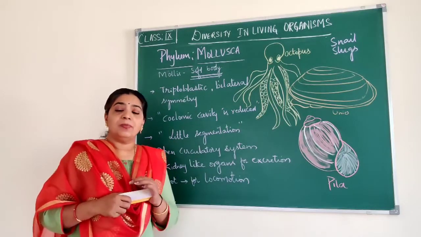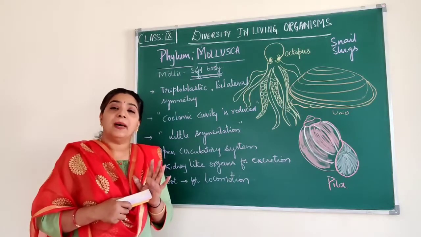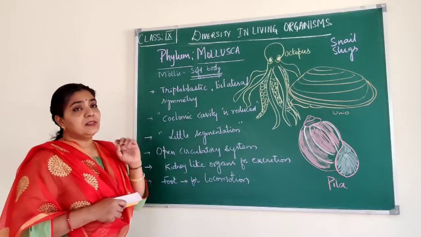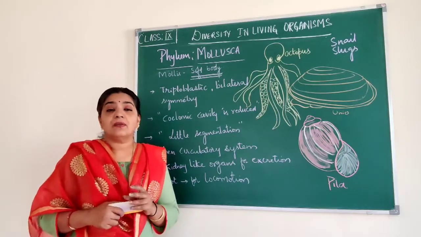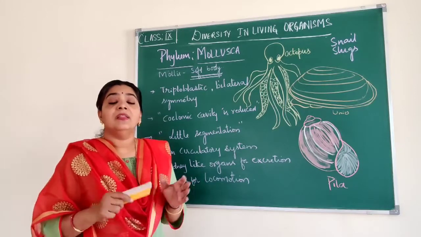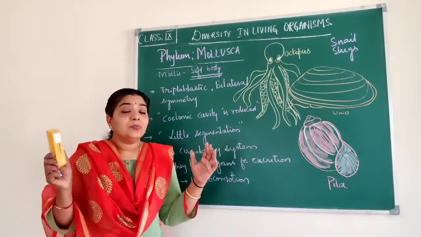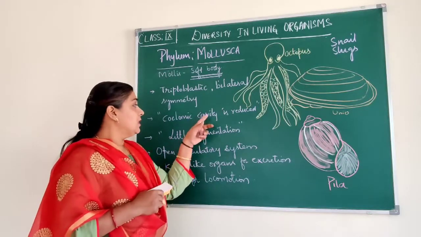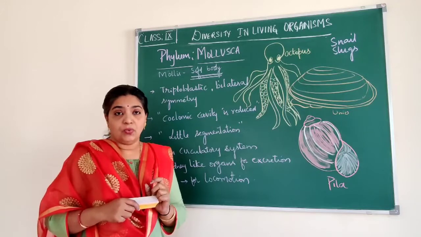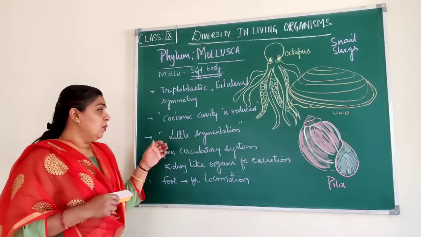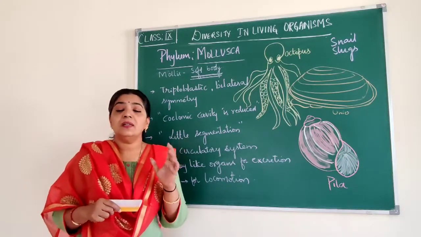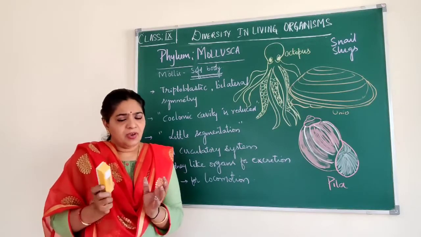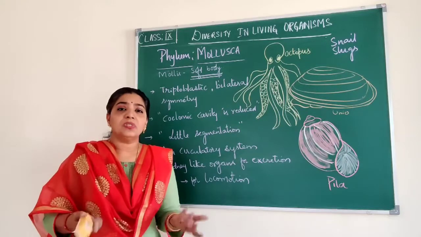They are triploblastic animals. They exhibit bilateral symmetry. One characteristic feature of this organism is that they have a coelom, but the coelom is highly reduced. The body cavity is highly reduced. Then one more thing we see is that there is little segmentation. What does little segmentation mean? It means they have little segmentation or no segmentation.